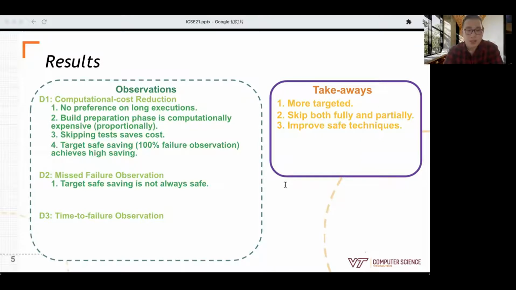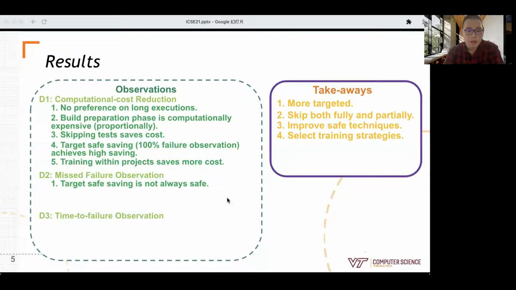Next, we made an observation that techniques training within projects save more cost than the same technique training across projects. So we recommend that selection approaches that require a training process can achieve more cost saving by training within projects, or be safer by training across projects.